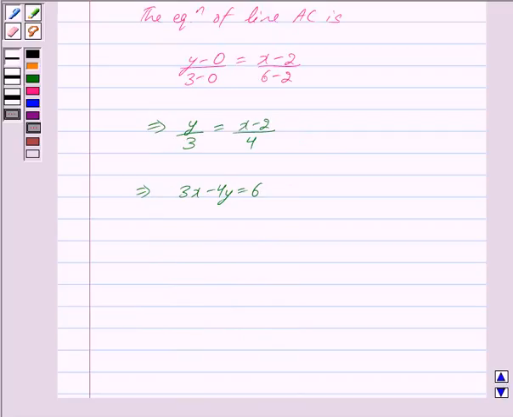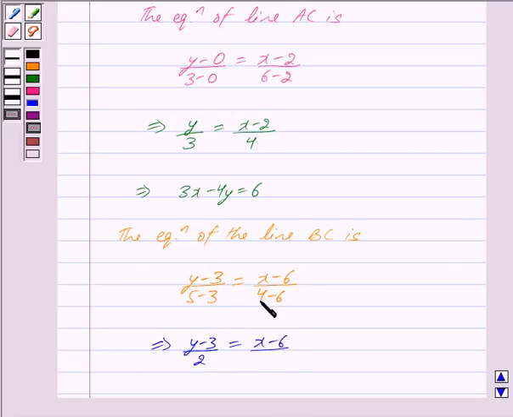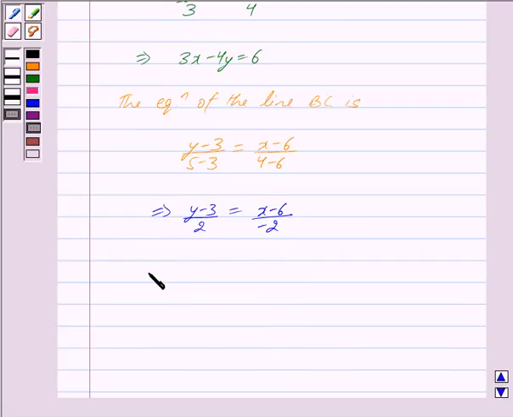Now we find the equation of the line BC. So we have the equation of the line BC is y minus y1, that is y minus 3 upon y2 minus y1, that is 5 minus 3, and this is equal to x minus x1, that is x minus 6 upon x2 minus x1, that is 4 minus 6. This implies y minus 3 upon 2 is equal to x minus 6 upon minus 2. And solving this we get equation of the line BC is x plus y is equal to 9.